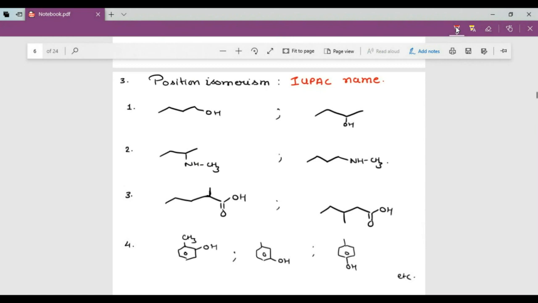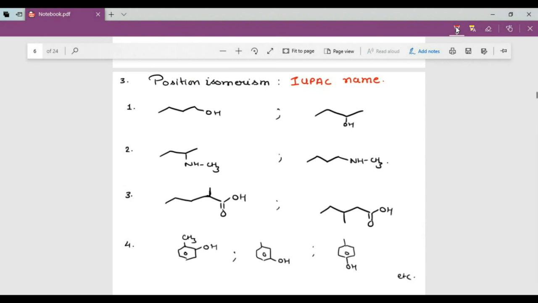Okay, so you have to check the position. You have to check the functional group. Then you have to check the root word of the side chain and the parent chain. If you come across these two stages and find that yes, they are all the same, and the only difference between the two IUPAC names is in the position of either the functional group or the substituent, then you will say, okay, they are positional isomers of each other.